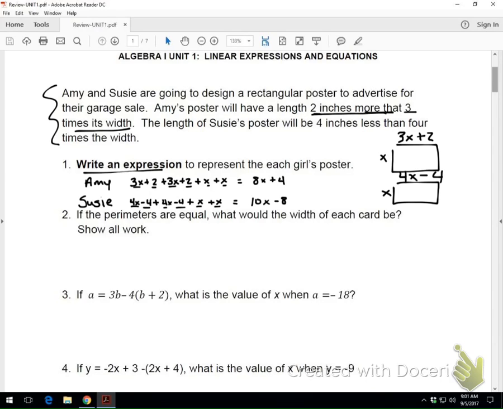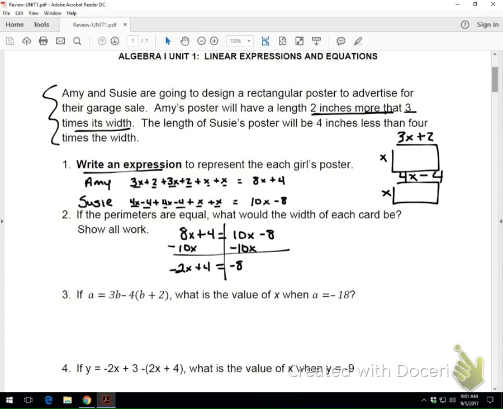Alright, so it says if the perimeters are equal. So let's take our perimeters. 8x plus 4 equals 10x minus 8. What would the width of each card be? So this is where we draw our line. What do I do from here? Subtract 10x. Perfect. So I get negative 2x plus 4 equals negative 8.